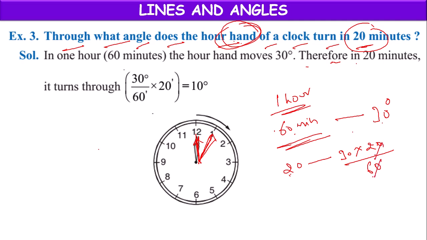So 0, 0 cancel, 2 threes are 6, 3 into 10, 30. The answer, 10 degrees, is the correct answer.